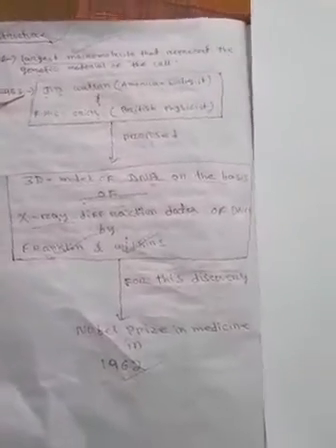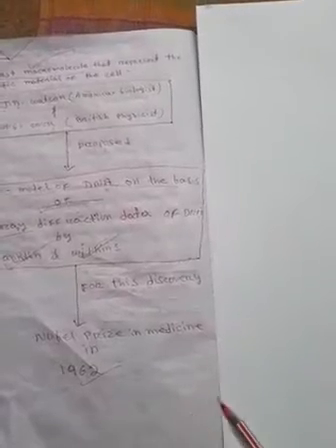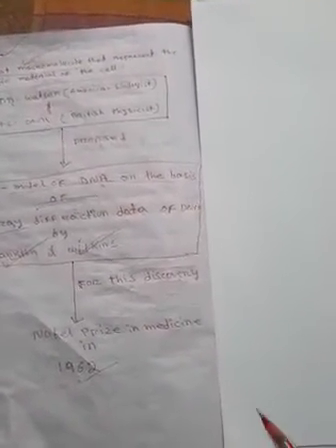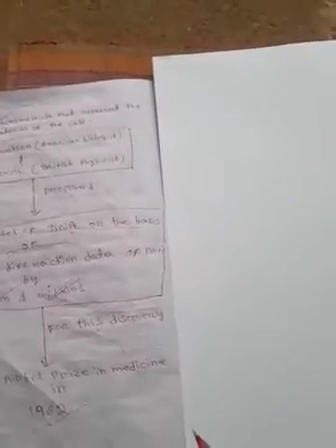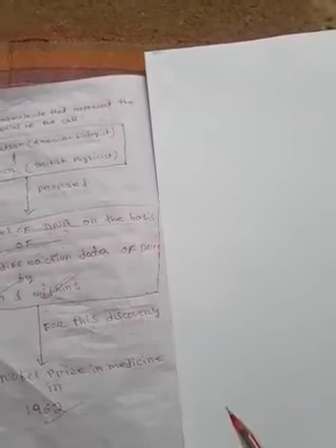Now students, I am going to explain the main features of the Watson and Crick model of DNA. Students, first of all I want to tell you one thing. I have summarized the total model in 10 vital points.